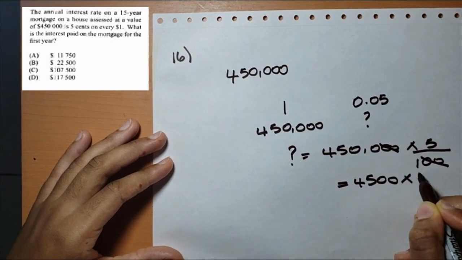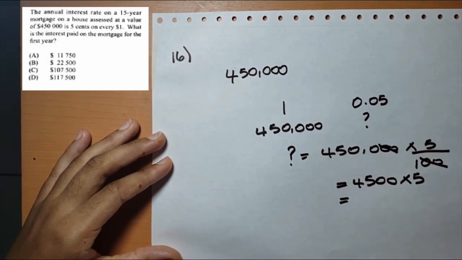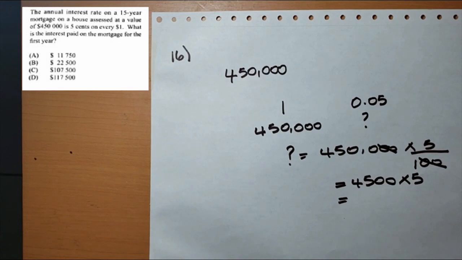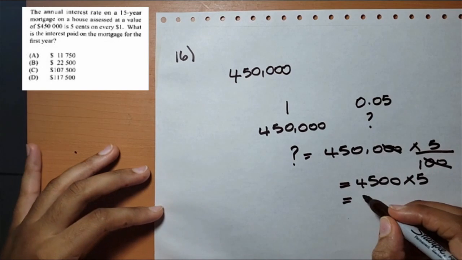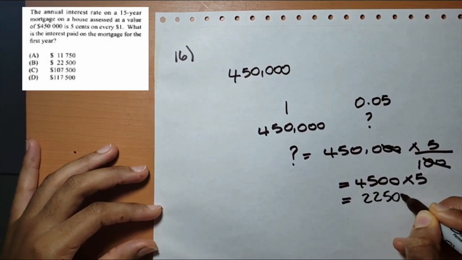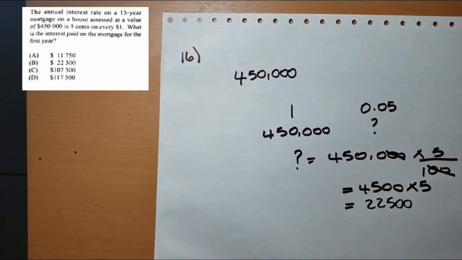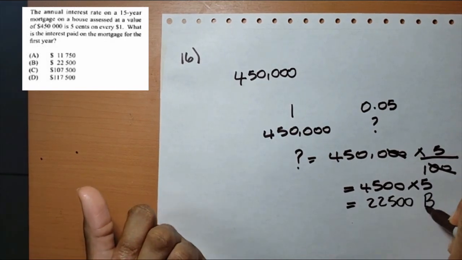So that is 4,500 times 5. 4,000 times 5 is 20,000. 500 times 5 is 2,500, so 22,500. Find creative ways to work without your calculator, and that is B.